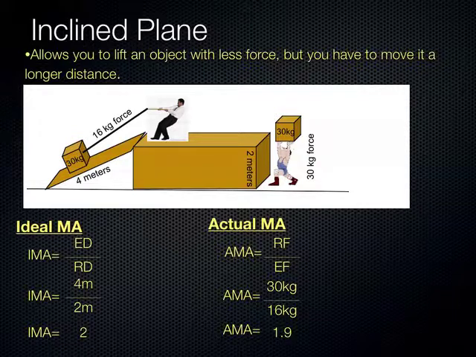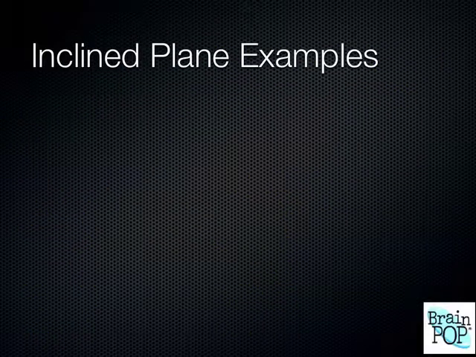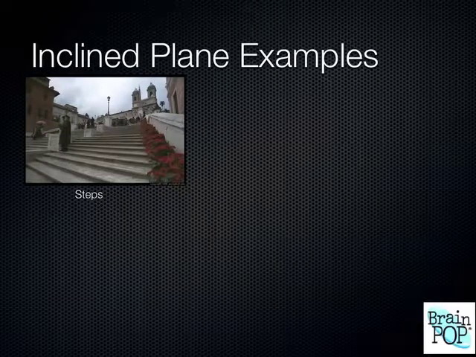We see inclined planes all over the place. Steps are an inclined plane. Anytime you're going up steps, that's an inclined plane allowing you to use less force to reach a certain vertical height. These are the Spanish steps in Rome, Italy. Again, these very short steps like that make it very easy to walk up. You barely have to lift your leg to get up each step, but the trade-off, you have to go up a very long distance to get up to this height up here.